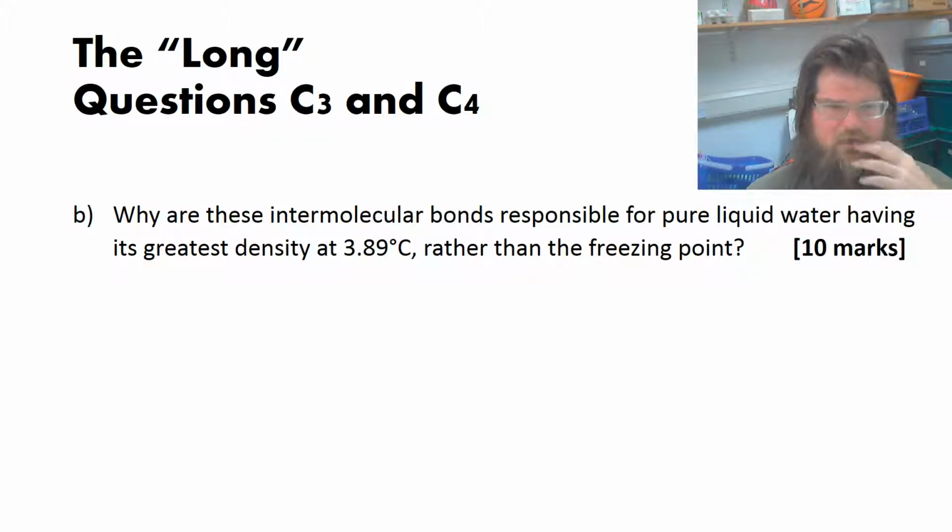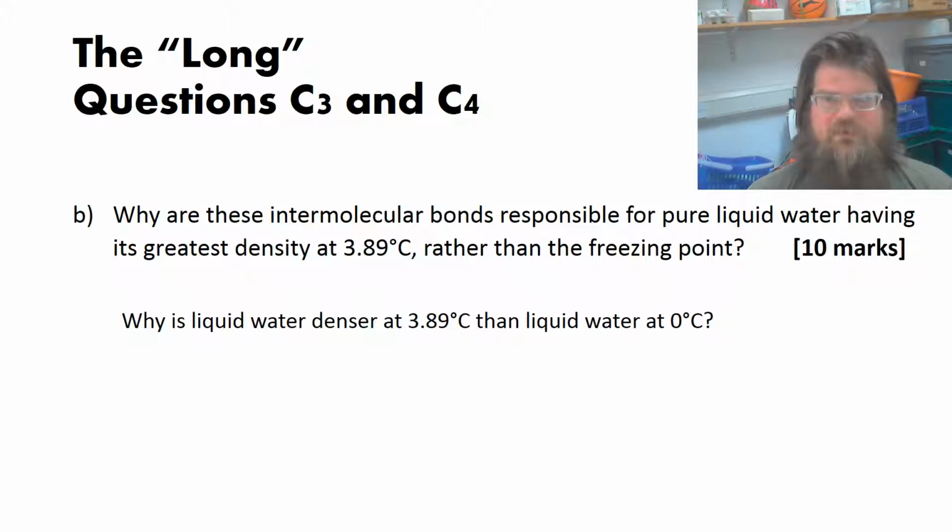So what we're looking for in this answer is the strange behavior of water, that between 0 and 4 degrees, the density changes with temperature, but not in the way you would normally expect. Usually we expect substances to become less dense as they get warmer, and more dense as they get cooler. But between 0 and 3.89 degrees Celsius, water has this strange property that as you warm it up, it actually becomes denser, which is weird. So the question is really asking, why is that?